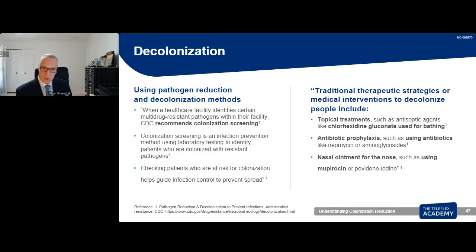When a healthcare facility, this is also from CDC, identifies certain multi-drug resistant pathogens within their facility, CDC recommends colonization screening, which is an infection prevention method using lab testing to identify patients who are colonized with MDROs. Checking patients who are at risk for colonization helps guide infection control people to prevent spread. Traditional therapeutics are baths with chlorhexidine, which is, as you know, one essential recommendation of the guidelines I will mention later. Antibiotic prophylaxis like neomycin, aminoglycosides, especially more useful for colon surgical procedures, nasal ointments such as mupirocin, with the issue of bacterial resistance for mupirocin, povidone iodine, or alcohol.